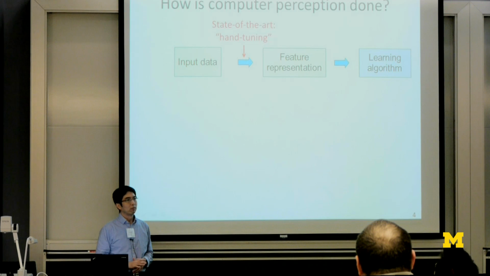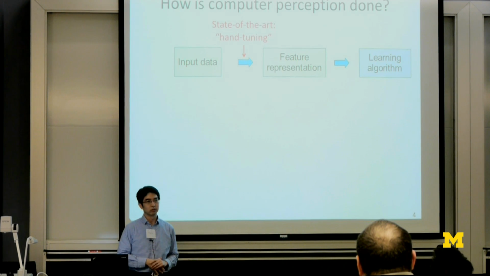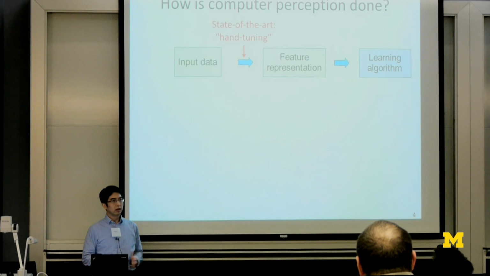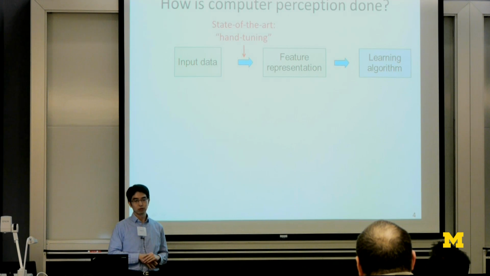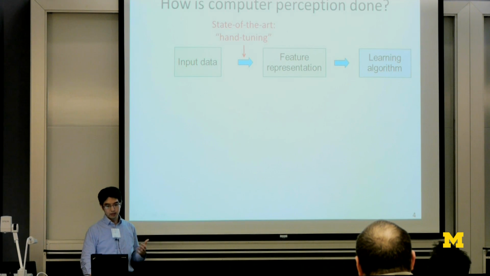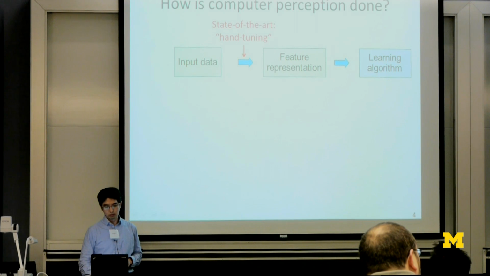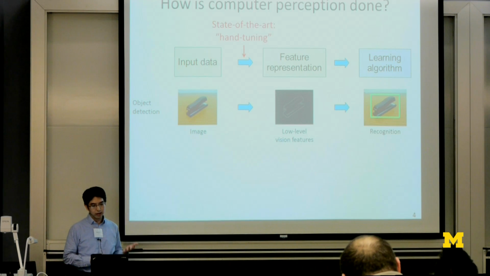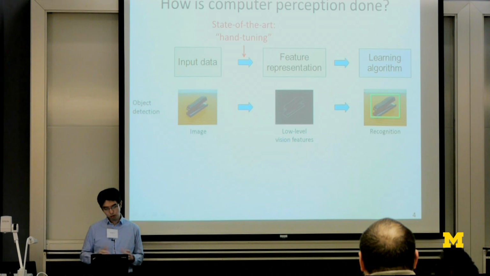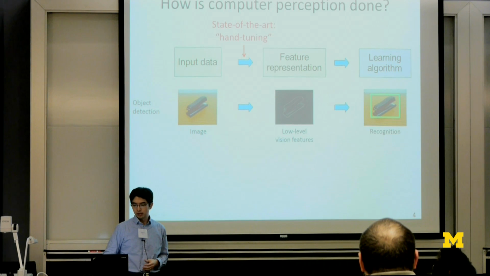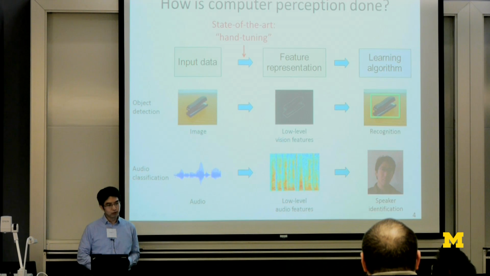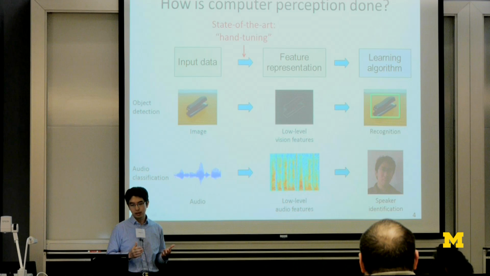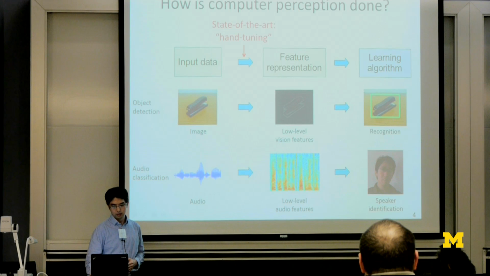So here's a cartoon diagram of how computer perception or pattern recognition is done. We are typically given some raw data, which is very high dimensional and complex. In order to deal with this, we need to come up with some kind of feature representation. This is often done by hand tuning or handcrafting, and then we put this feature representation into a learning algorithm. For example, for image recognition, we do some edge detection and histogramming and additional post-processing, get some low-level visual features, and then put them into a learning algorithm. Similarly, for audio classification, we take some short-term Fourier transformation, compute the spectrum, do some additional post-processing, and put it into a learning algorithm to predict some task.